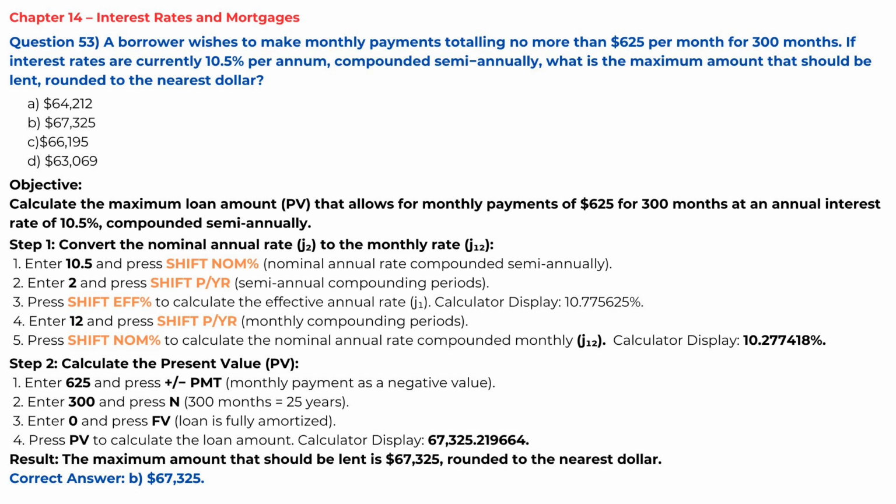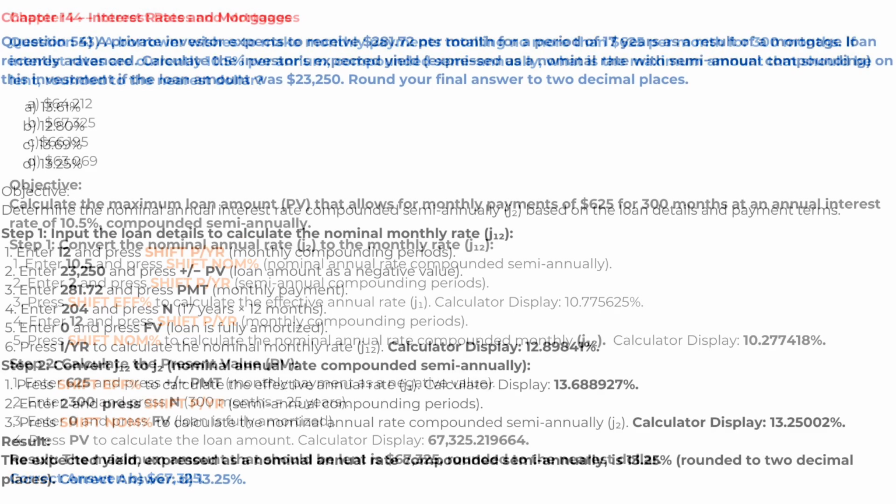Step 2. Calculate the present value PV. Enter 625 and press the plus and minus sign and press PMT, monthly payment as a negative value. Enter 300 and press N, 300 months, which equals 25 years. Enter 0 and press FV, loan is fully amortized. Press PV to calculate the loan amount. The calculator displays 67,325.219664. Result: the maximum amount that should be lent is $67,325, rounded to the nearest dollar. Correct answer B, 67,000.